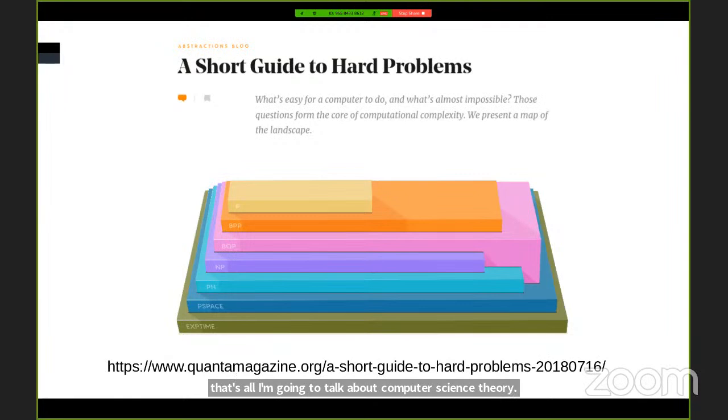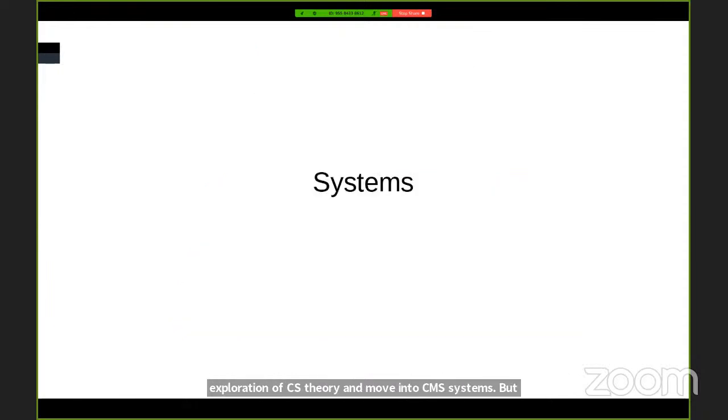If you're interested in computer science hard problems, there's a very nice short article on Quanta called A Short Guide to Hard Problems. And you can see that not only are the classes P and NP there, but there are many other classes, BPP, BQP, PH, PSPACE, EXPTIME, and so on, which all have problems with differing characteristics. Okay, so at this time, I'm going to conclude my exploration of CS theory and move into CS systems. But if there are any questions, I could take them.